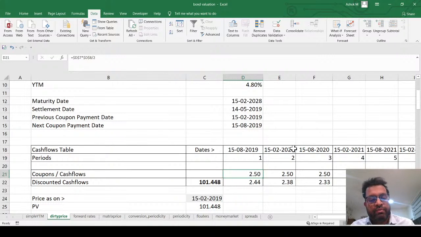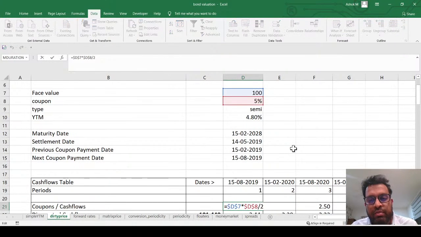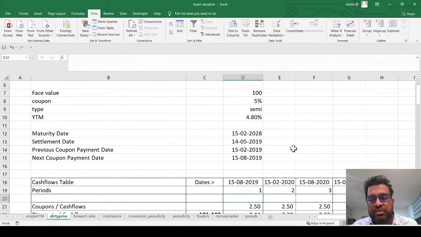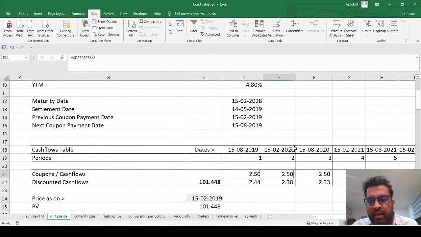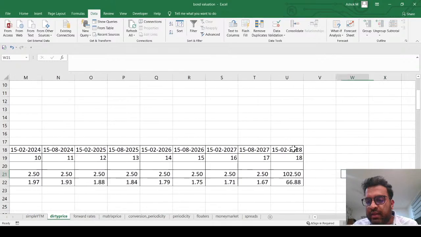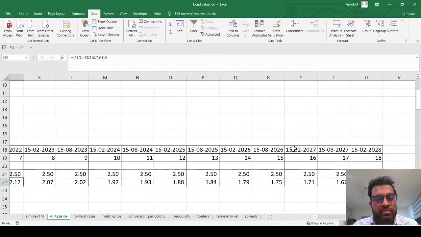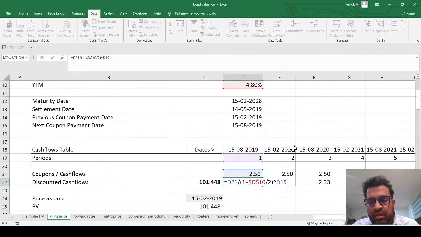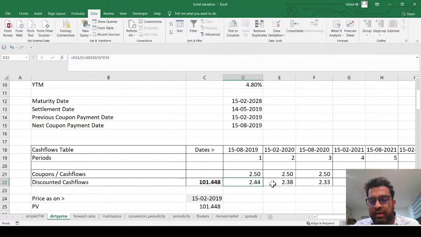Cash flow 2.5. So why 2.5? Because it's semi-annual. The coupons are paid semi-annually, which is why you take 5% and divide by 2. I think we are clear on that. And on the last date you take the face value back. What are you discounting by? You take the annual YTM divided by 2 because the periodicity is 2. So you discount it by the annual YTM divided by 2.